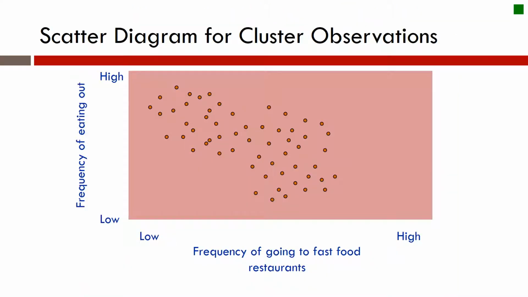Here's another graphical demonstration of the same idea, and this relates to two variables. One would be the frequency of going out to fast food restaurants, paired with the frequency of eating out. So we have eating out and eating out at fast food restaurants, because of course you can eat out but not always necessarily go to a fast food restaurant. And so there's some apparent relationship here.